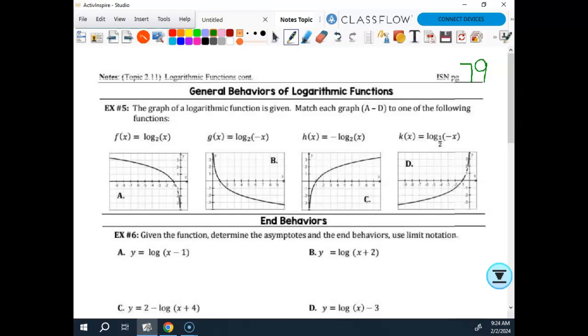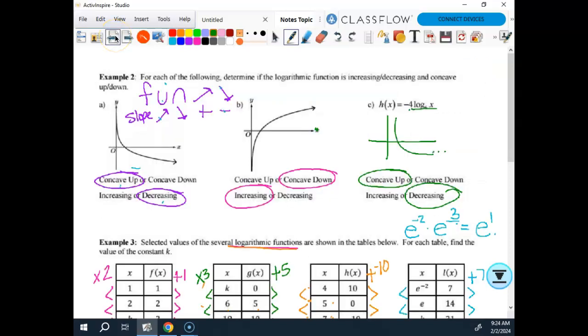You have a question? Yes, you do. Ask me a question. Do I need to go back? Okay, back here? Okay. So what part is confusing you? The concavity or the slope or the what? The slope. Okay.